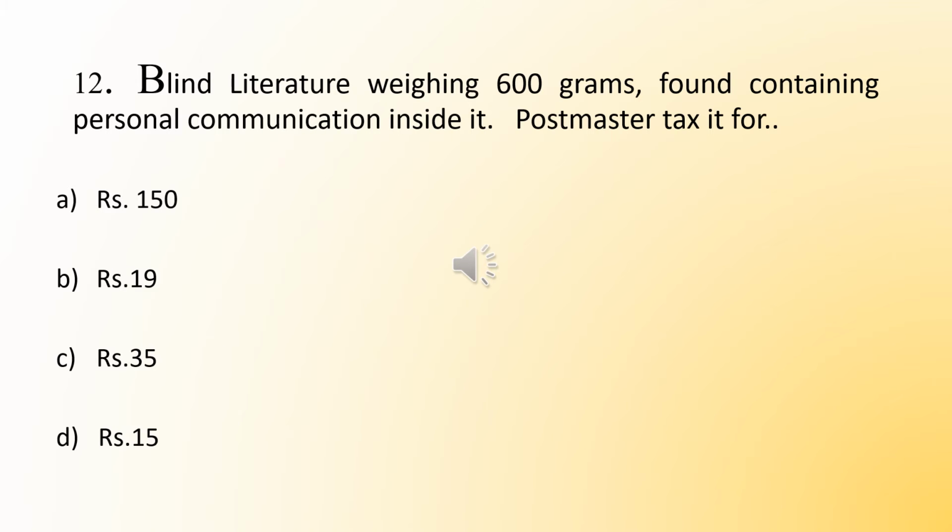Question number 12. Blind literature weighing 600 grams found containing personal communication inside it. Postmaster tax it for option A, rupees 150, option B, rupees 19, option C, rupees 35, option D, rupees 15. The correct answer is option C, rupees 35.